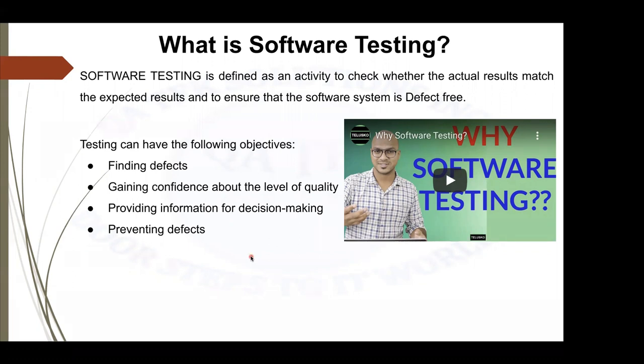Whenever we perform testing on a software, there are a few important objectives we need to keep in mind. The first and most important thing is finding the defects. Defects means whether there is any problem in the software. That's the ultimate goal that we need to keep in mind.